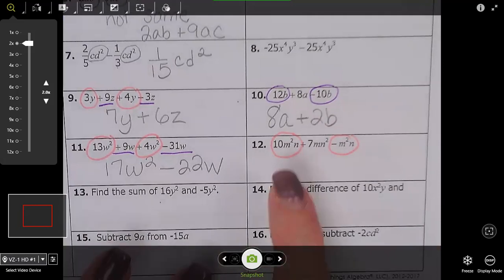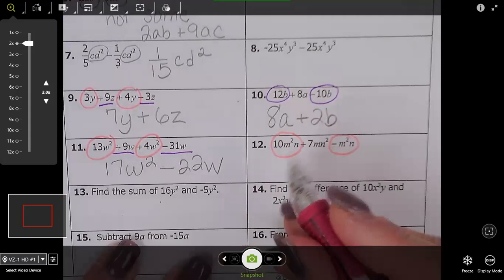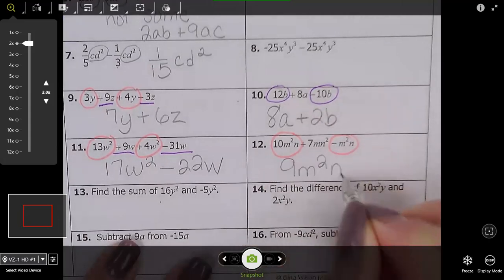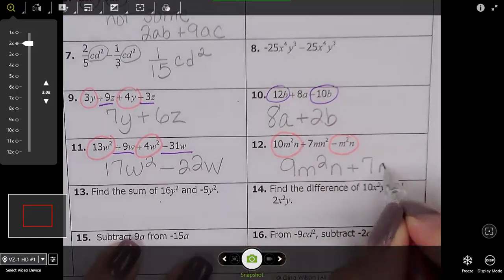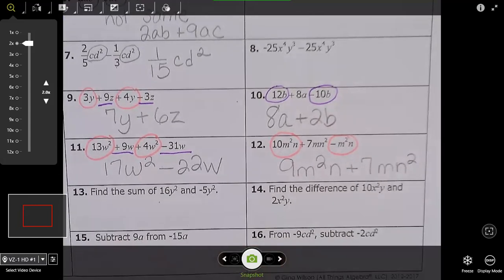Okay, so what is 10 minus 1? 9. M, do nothing to the variable and the exponent. Plus 7mn squared. Okay.